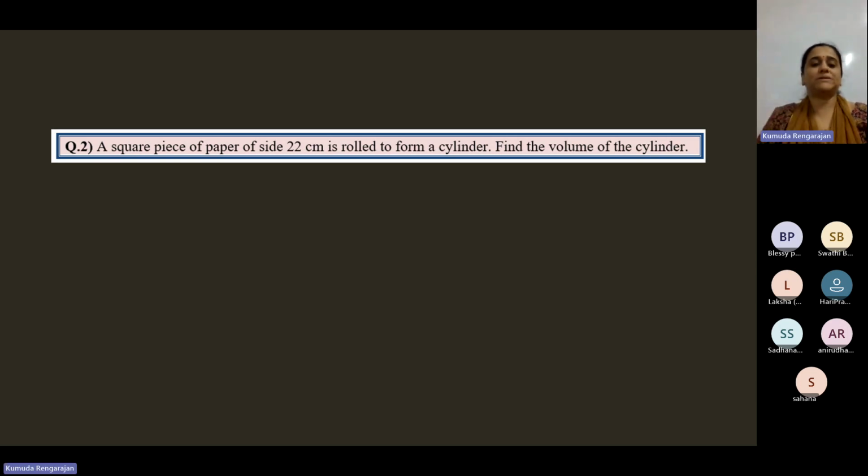A square piece of paper of side 22 centimeters is rolled to form a cylinder. Just imagine this is not a square, this is a rectangle, but this is rolled to form a cylinder. It's rolled like this. It's rolled to form a cylinder.